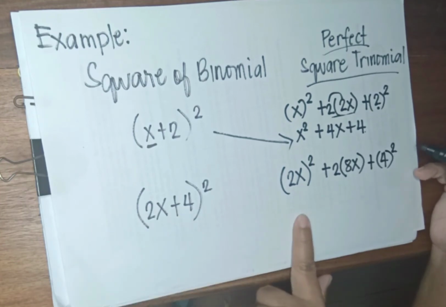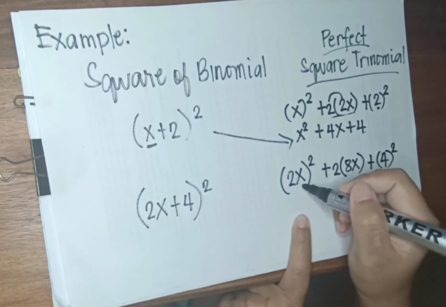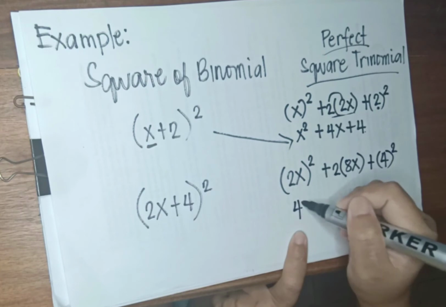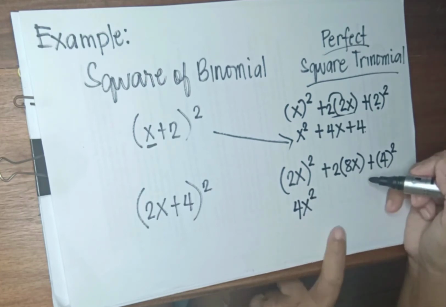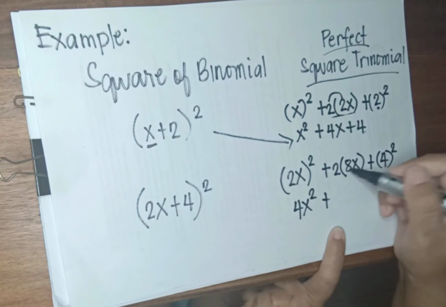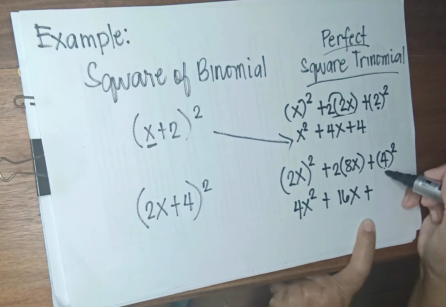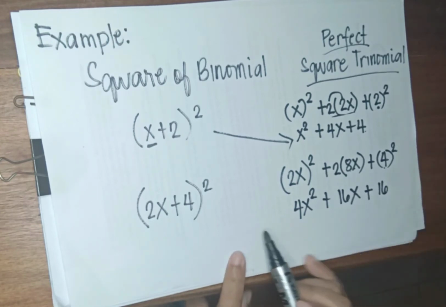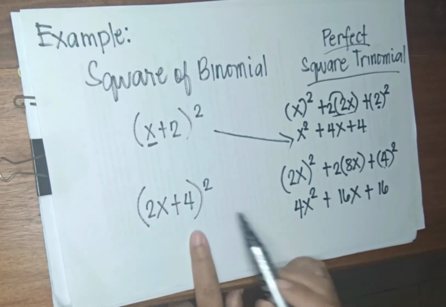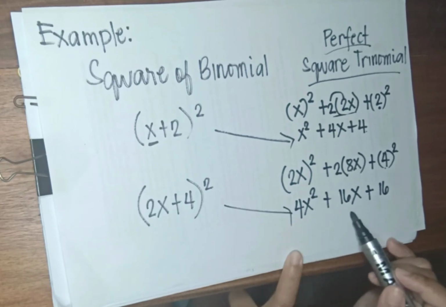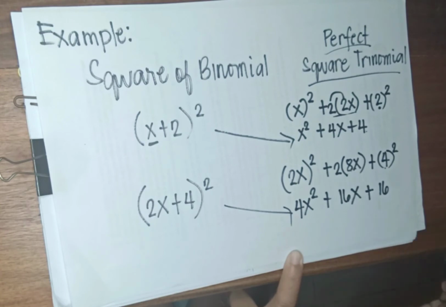And then, simplify. So, ito, 2x squared is just the same with 2x times 2x. That will give you an answer of 4x squared. Then, ito naman, 2 times 8, that is 16, pero may x ka pa doon, so 16x. Plus, 4 squared, or just the same 4 times 4. So, that is 16. So, therefore, the binomial 2x plus 4 squared is equal to 4x squared plus 16x plus 16.